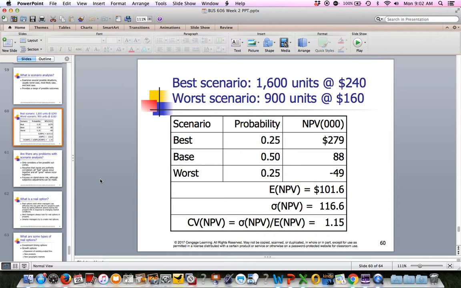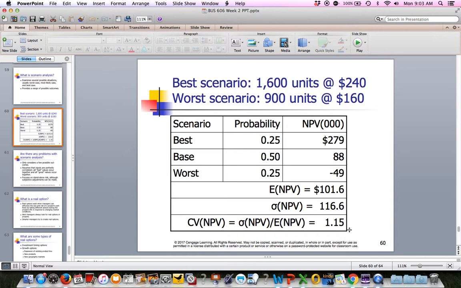If we sell more units than we anticipated, so remember the base case is built on 1,200 units, but what if we sell more than that? What if we sell 1,600 units? Well, what if we say there's a 25% chance of that happening? The NPV will go crazy. It'll be 279. The base case, we say there's a 50% chance of that happening, and NPV is 88. And the worst case scenario is sales are only 900 units, in which case we would actually have a negative NPV. So what you can do is do the sum of that, compute the standard deviation, and calculate essentially what the beta is, and that's 1.15.